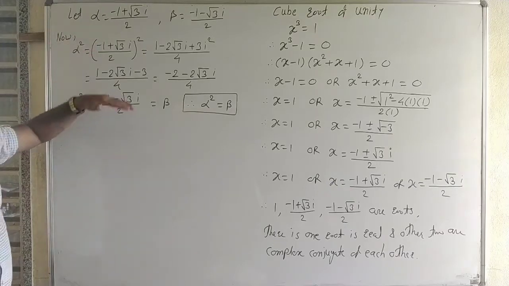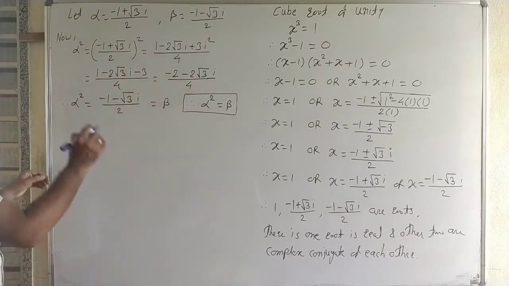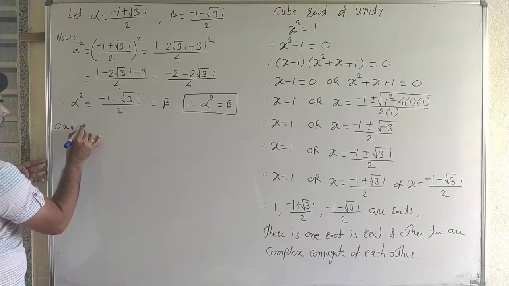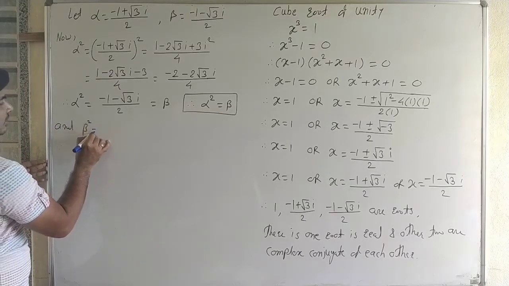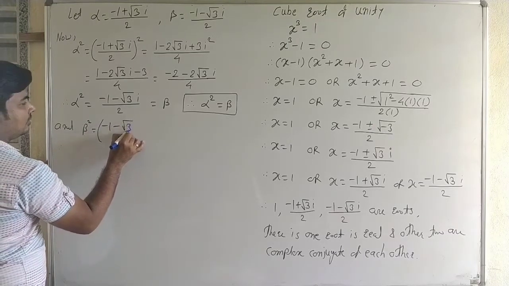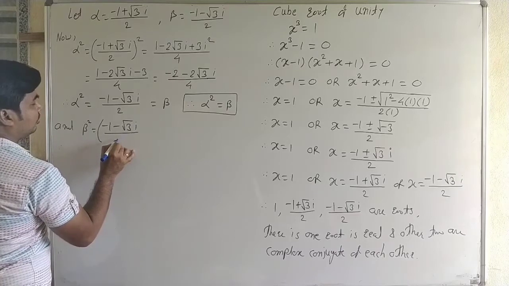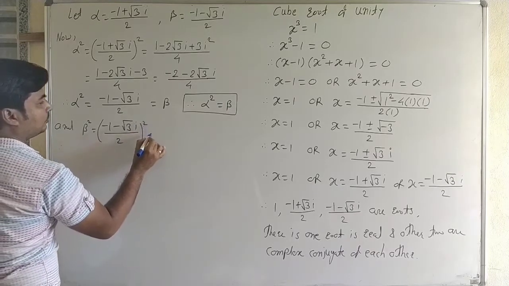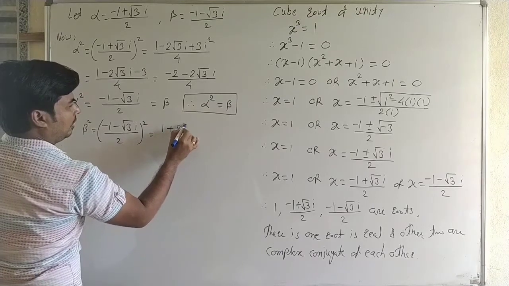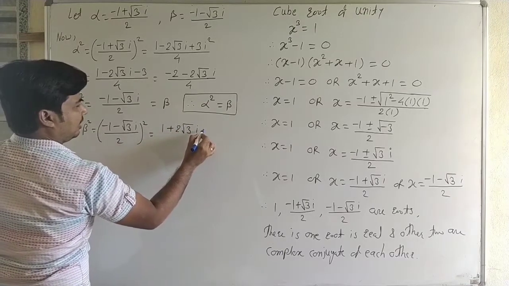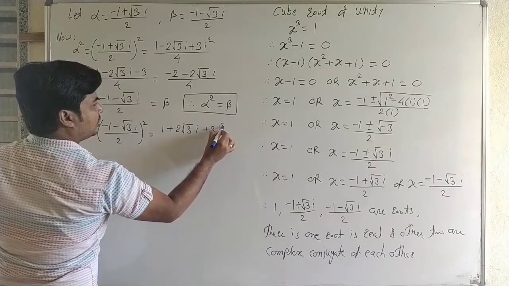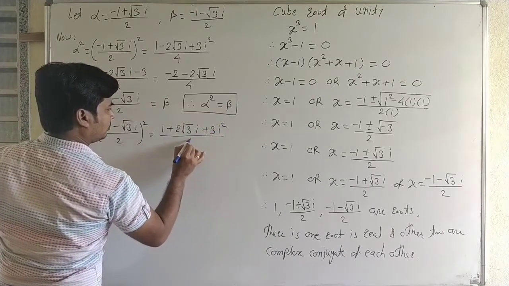Okay, then similarly we prove beta square is equal to alpha. Here beta square, same procedure: (-1 - √3 i)/2 whole square is equal to (1 + 2√3 i + 3i²)/4.